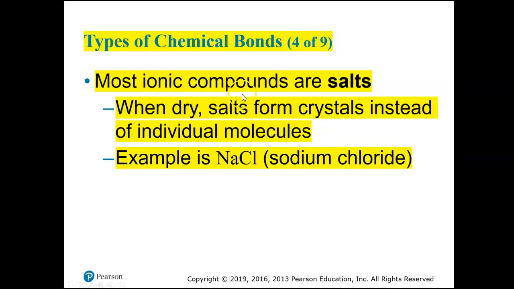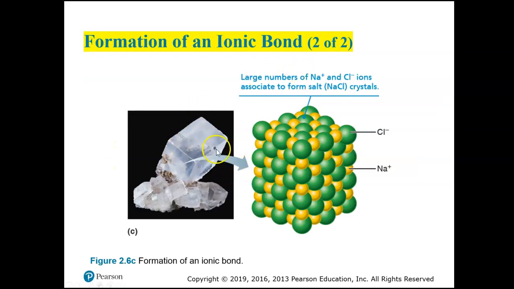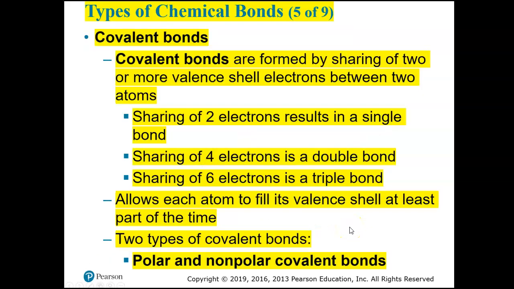Most ionic compounds, not just sodium chloride, but you can also have potassium chloride, sodium bromide, there are different ones. Anytime you have a cation chemically bonded to an anion, they're almost always called salts. And when they're dry, salts form crystals. An example is sodium chloride, or table salt. And here is a picture of table salt in nature, crystals of sodium chloride. And then here is an illustration of how the sodium and chloride atoms are arranged to form a crystal.